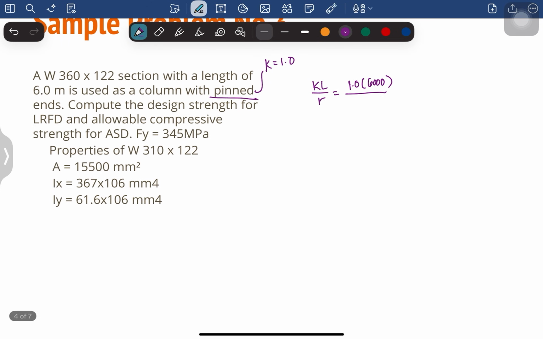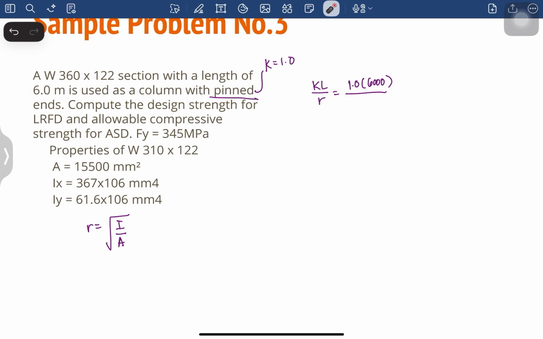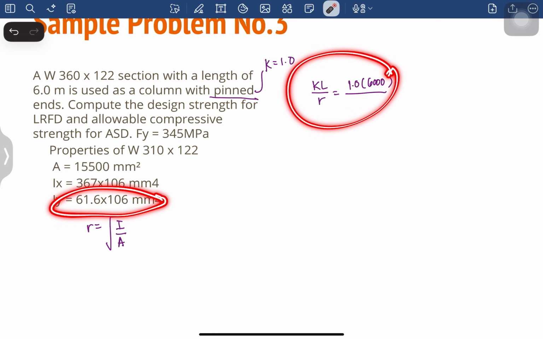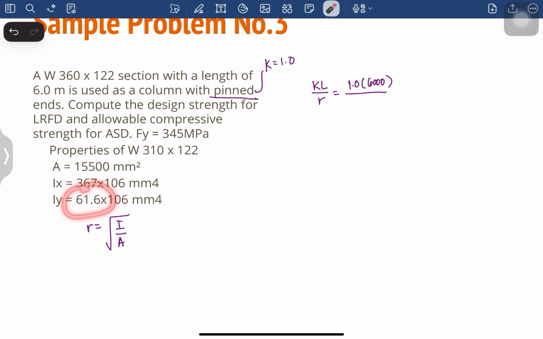So take note, the given here is only the moment of inertia and the area. We can get the radius of gyration by taking the square root of I over A. So dito by inspection, yung recommended na radius of gyration is yung makakapagbigay ng malaking value dito sa slenderness ratio. So kukunin natin yung Iy kasi siya yung maliit na value.